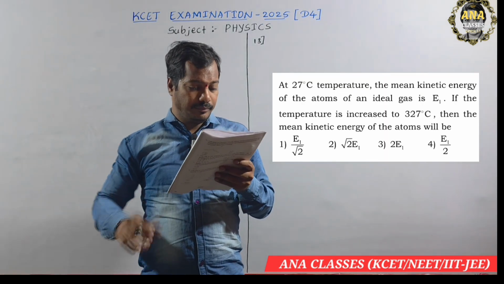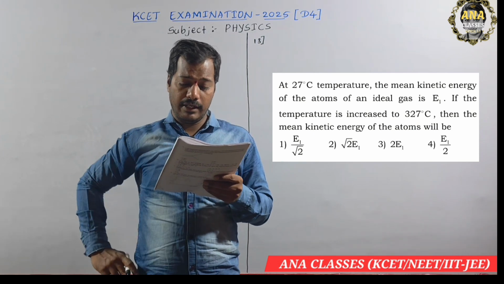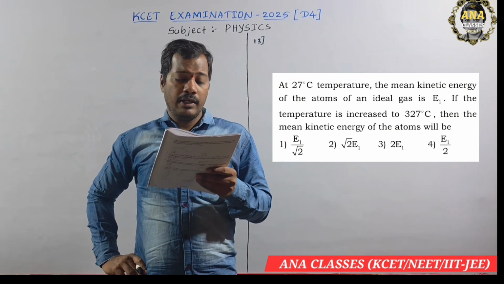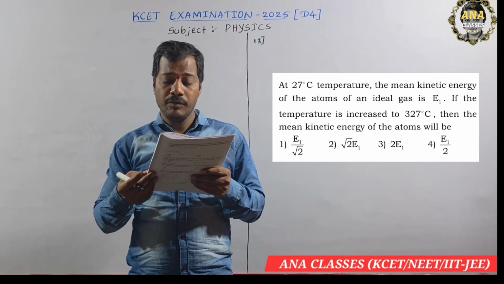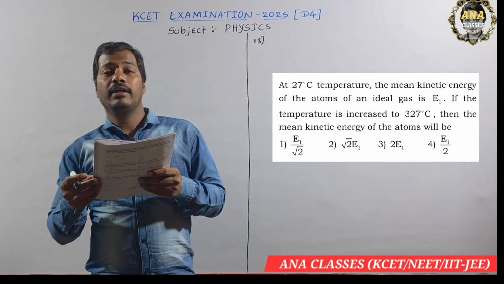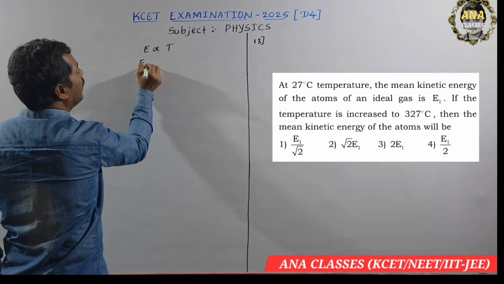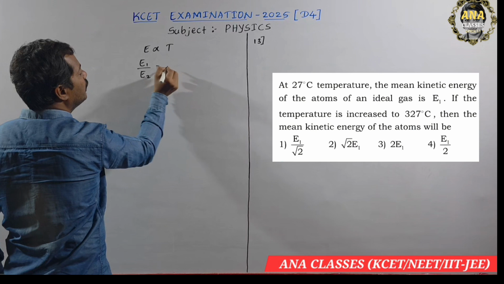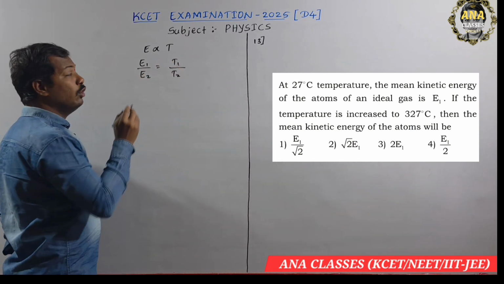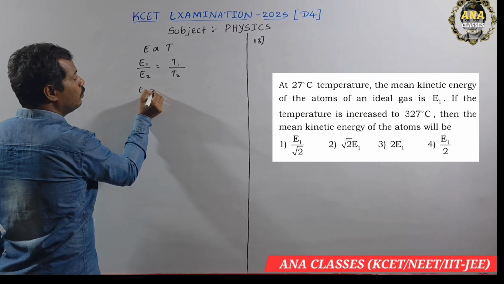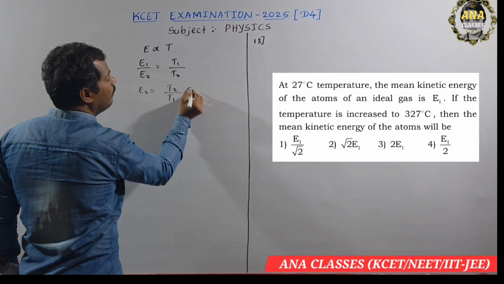Next, 13th question. At 27 degrees Celsius, the mean kinetic energy of the atoms of an ideal gas is E1. The temperature is increased to 327 degrees Celsius. The mean kinetic energy of the atoms will be? Here the kinetic energy is directly proportional to the temperature. Now the equation is E1 divided by E2 is equal to T1 divided by T2. Write the temperature in terms of Kelvin. So here E2 is equal to T2 divided by T1 into E1.